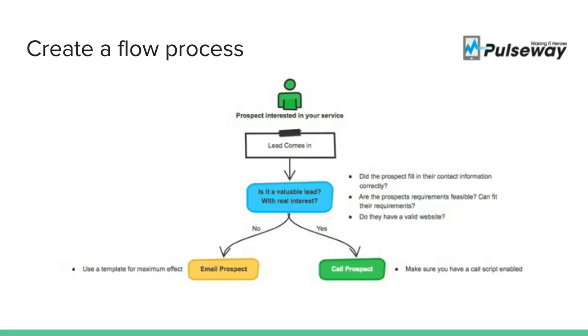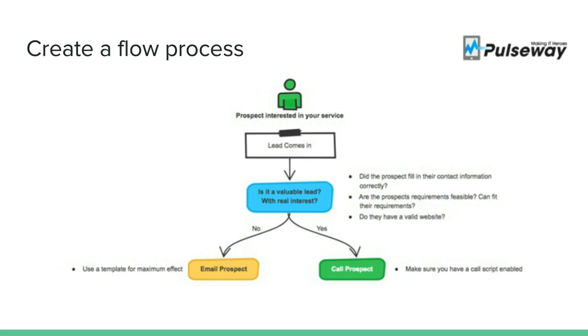So let's show you an example. I created a quick flow process here that gives you an example of a lead coming in. Now, it can get a lot more complicated. For example, from our end, it's a 20-page document of ins and outs of customers and customer types and decision making. So by looking at this, a prospect interested in your service comes in as a lead to your website. Is it a valuable lead? Does your sales team invest a lot of time into this lead, or do they pass it on and invest as little time as possible?